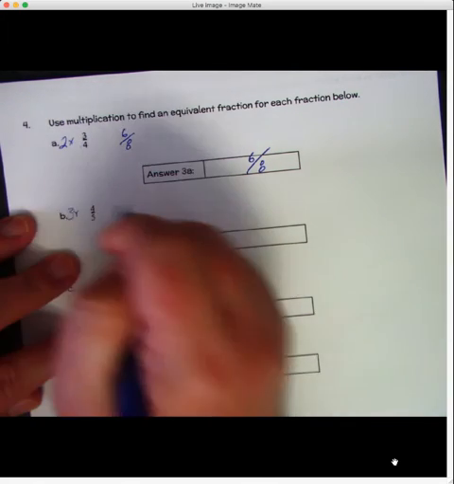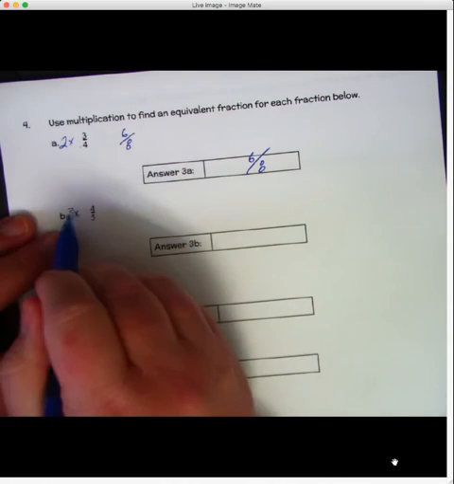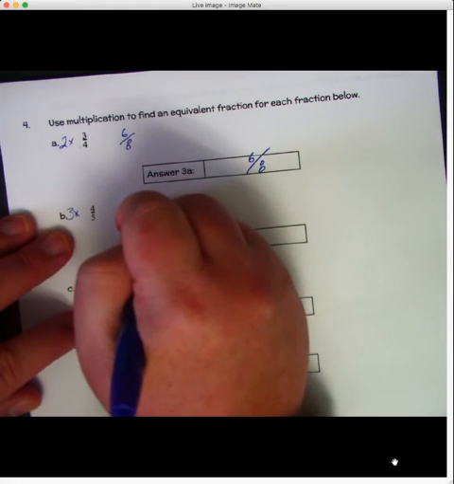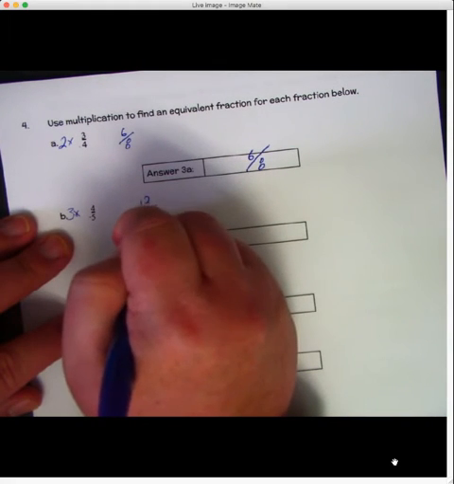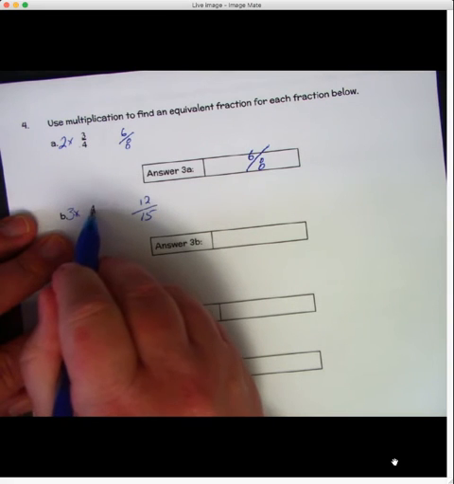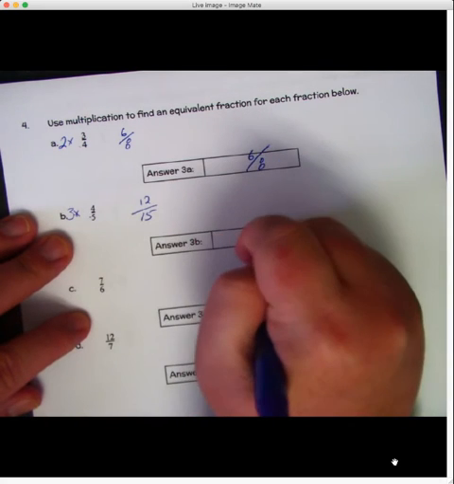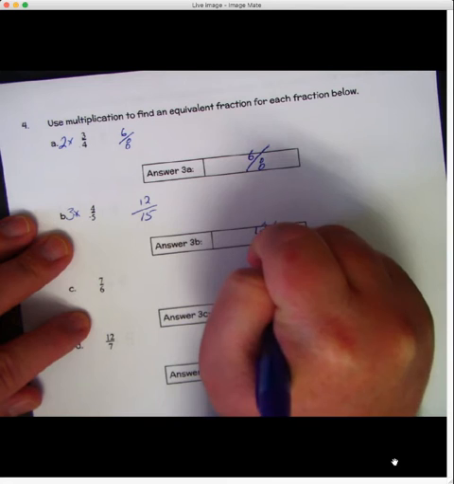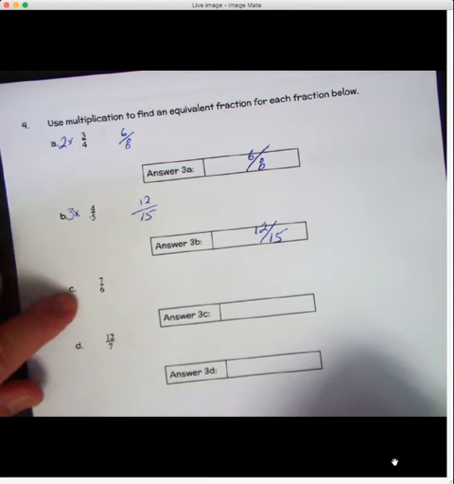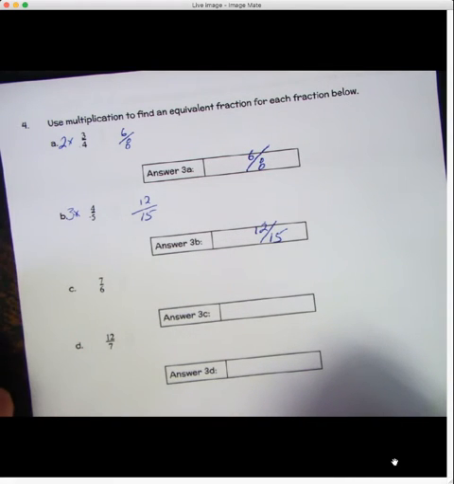So 3 times 4/5. 3 times 4 is 12. 3 times 5 is 15. So an equivalent fraction for 4/5 is 12/15. Now you can't pick 1 because you're going to get the same answer, right? 1 times 7/6 is 7/6.